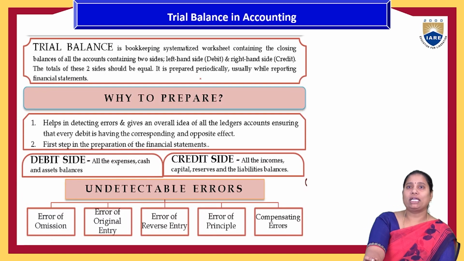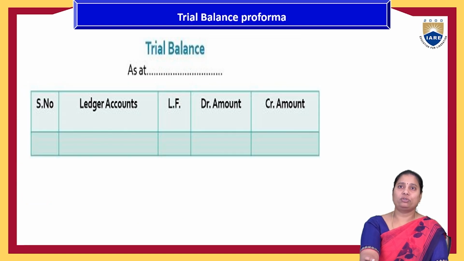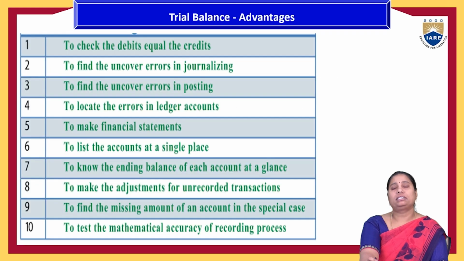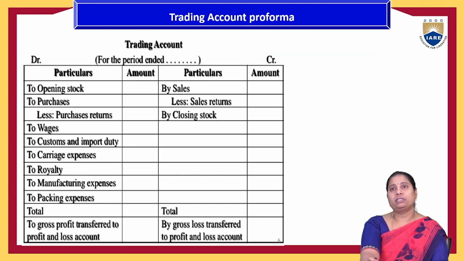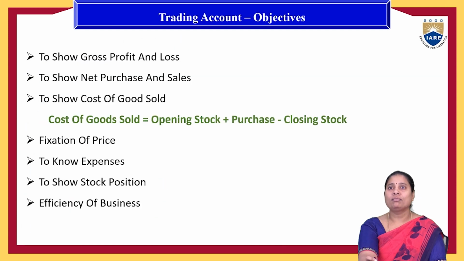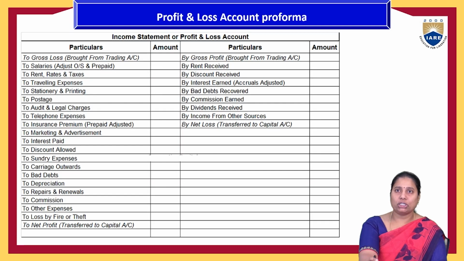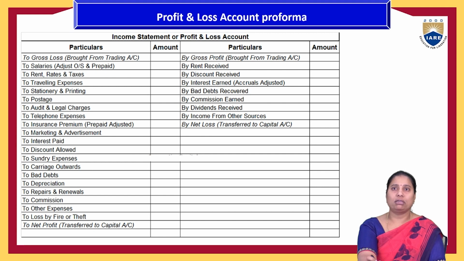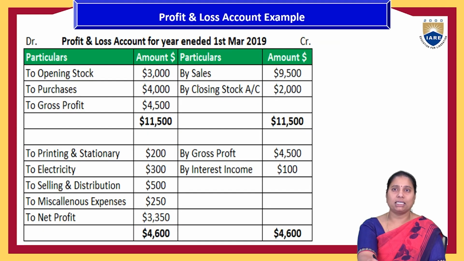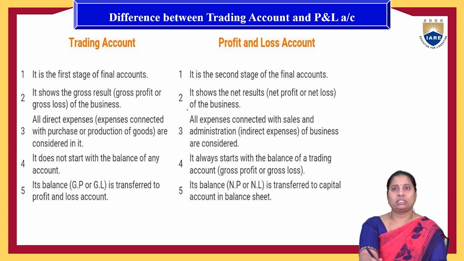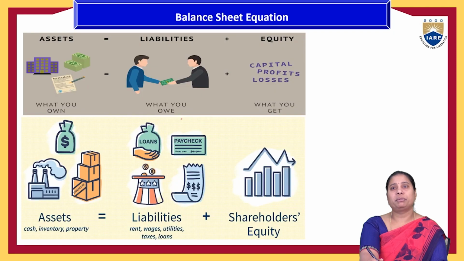The next concept is the trial balance, and finally how much amount is received and how much is spent by the organization can easily be identified in the form of the trial balance. After the trial balance they prepare the trading account, that is the direct expenses of the organization, and after the trading account they prepare the profit and loss account, in which they analyze the indirect expenditures or the entire operational profits of the organization. And finally they prepare the balance sheet.